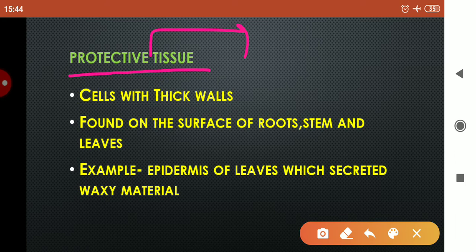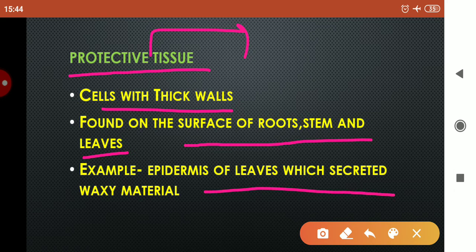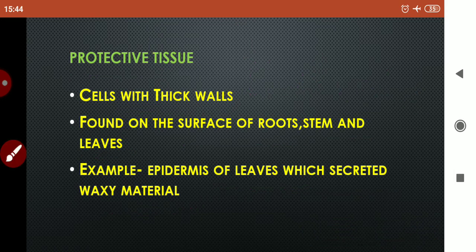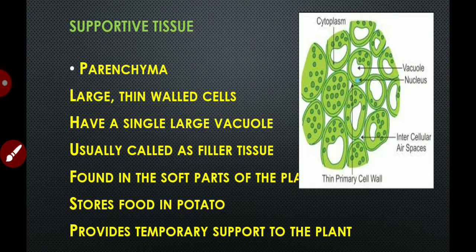Now, protective tissues have the cells with thick walls. They are found on the surface of root, stem, and leaves. The example of protective tissue is epidermis of leaf, which secretes the waxy material. Waxy material is the cuticle present on the surface of leaves. It is cuticle. Okay children, now moving on to the supportive tissue.